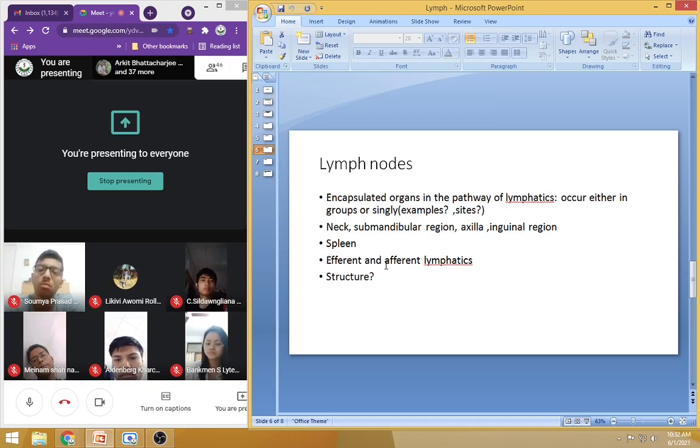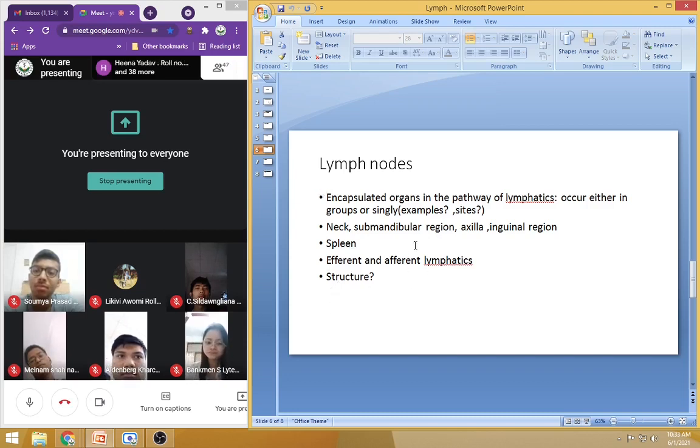In each lymph node, there is an efferent and an afferent lymphatic. The afferent lymphatic brings in the toxins or the debris or anything which effuses out into the tissue fluid from the arterial end of circulation, and it is filtered, and then finally the filtered lymph or the chyle is sent to the vein through efferent lymphatics.